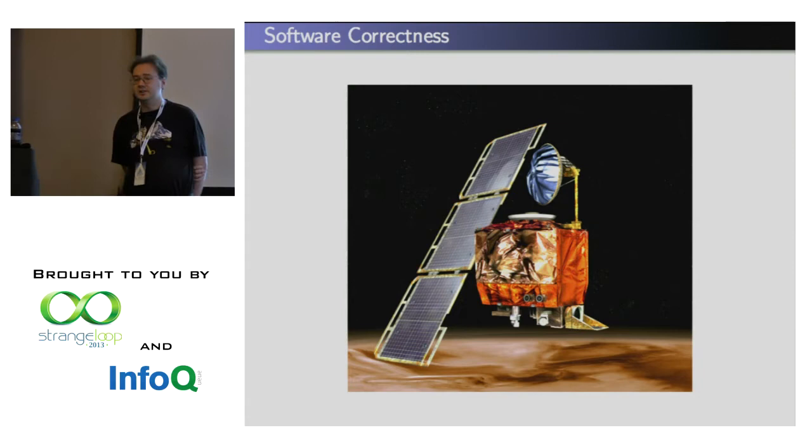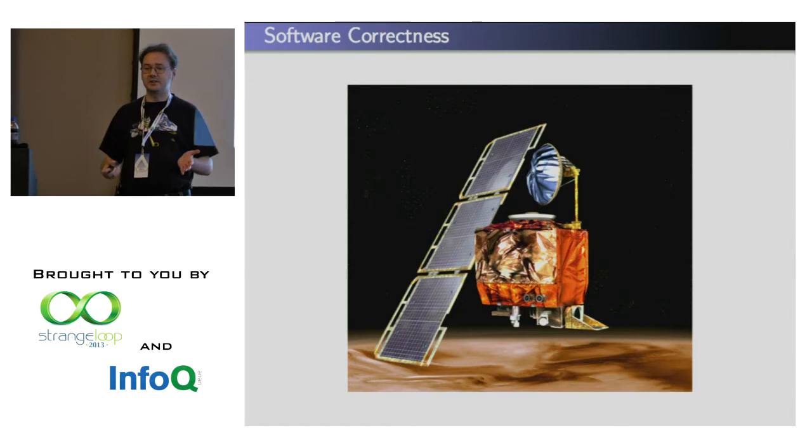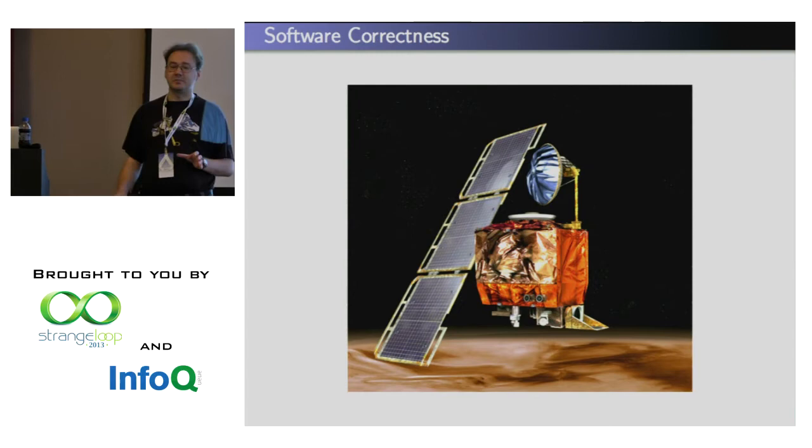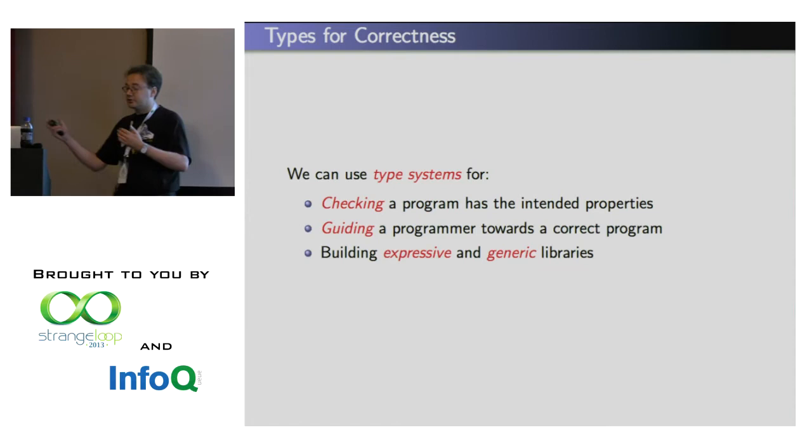I mean, in any reasonable world, this is a type error. We're using the wrong types for these things. But in a mainstream, ordinary programming language, this isn't a type error, because, you know, they're both integers or floating point numbers or whatever. So what I'm going to talk about, and what we're going to talk about together, is how we can use types to help write correct software.